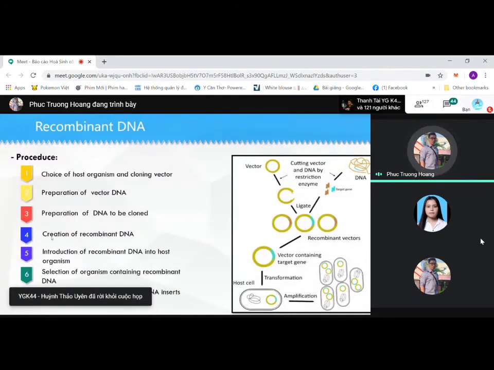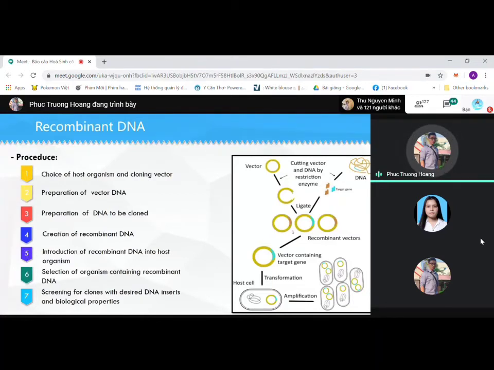Recombinant DNA has 7 steps. First, we need to choose the host organism. As you can see here, the host cell. Next, we prepare a vector and prepare the DNA. Next, we cut the vector and DNA with restriction enzyme. Then we combine them together and create the recombinant DNA. That is step 4.